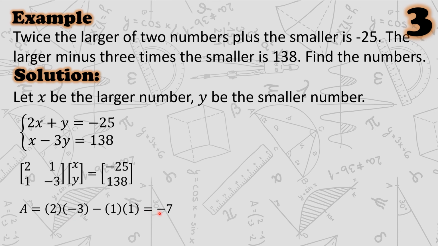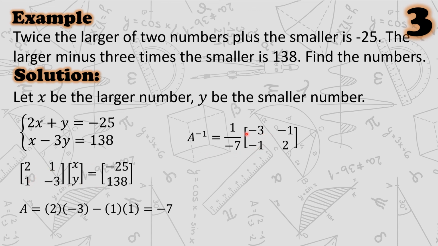Next, let us find the inverse of matrix A, that is the reciprocal of the determinant, 1 over negative 7, times the matrix negative 3, 2. This is from the main diagonal of the original matrix. The elements are swapped or switched, negative 3, 2. And in the other diagonal, we get the negative of the elements. We have negative 1, negative 1.